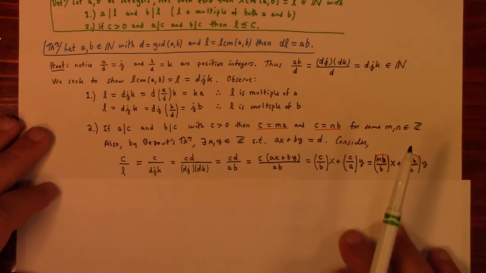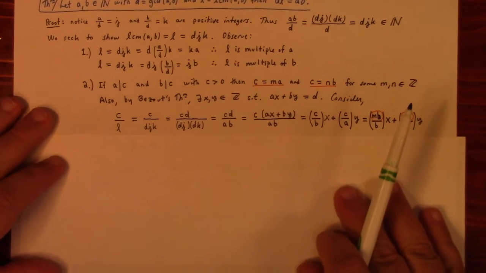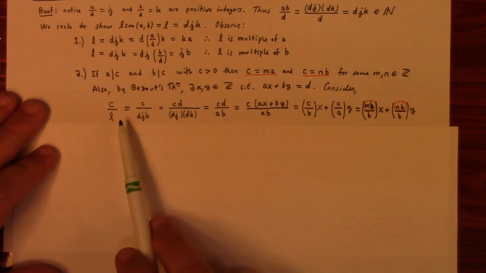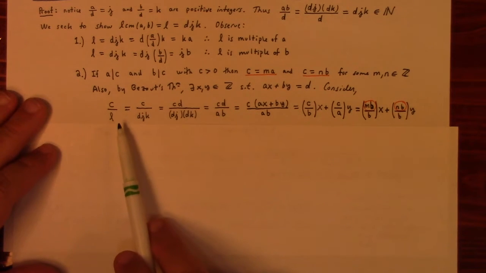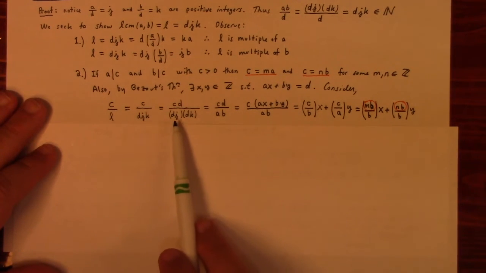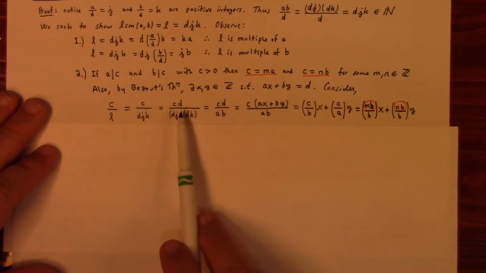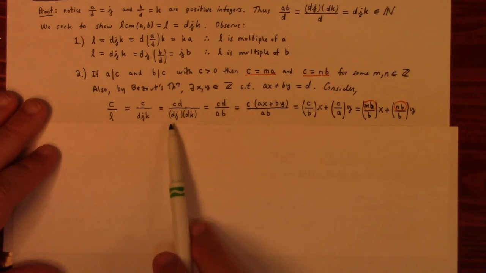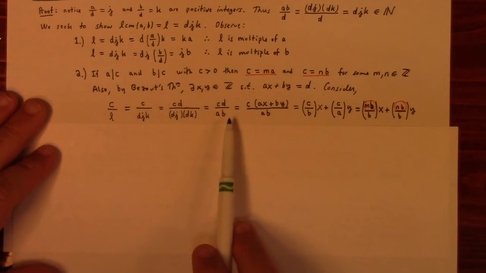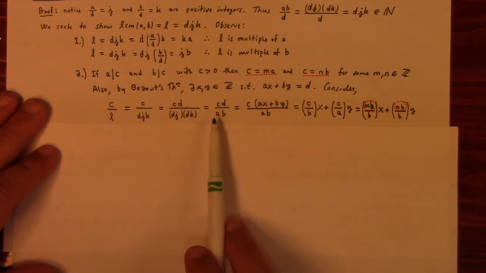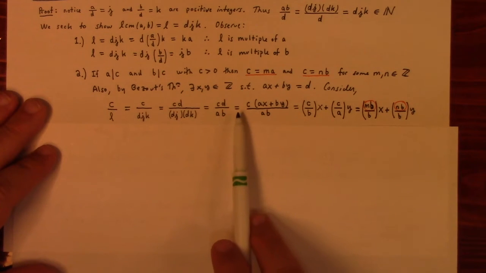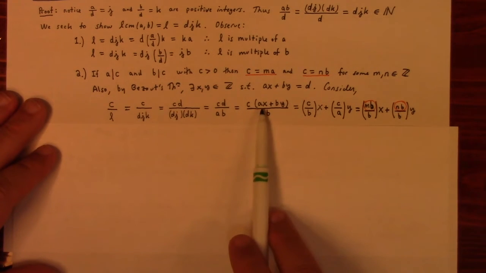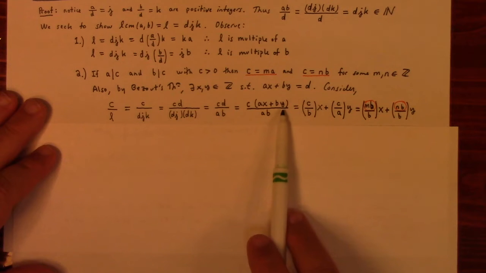So I'm going to scooch it up here a bit. If we look at c over L, which is c over djk, then that is cd over dj dk. But remember, dj is a and dk is b. So we've got cd over ab. But also remember that d is, by Bezout, ax plus by.